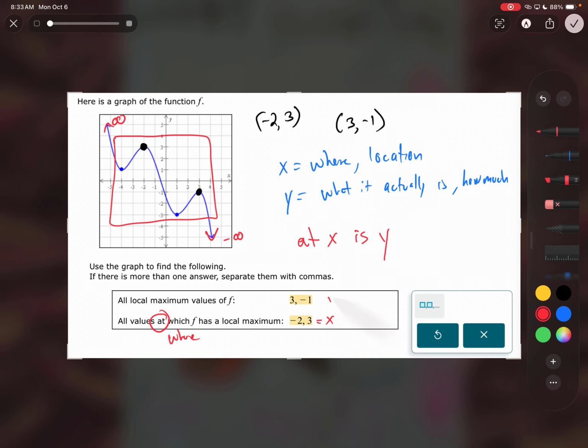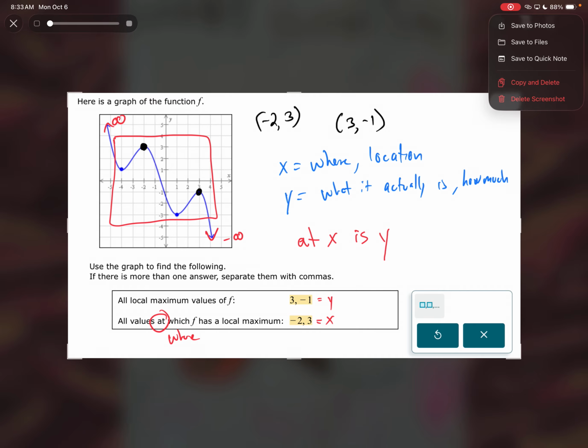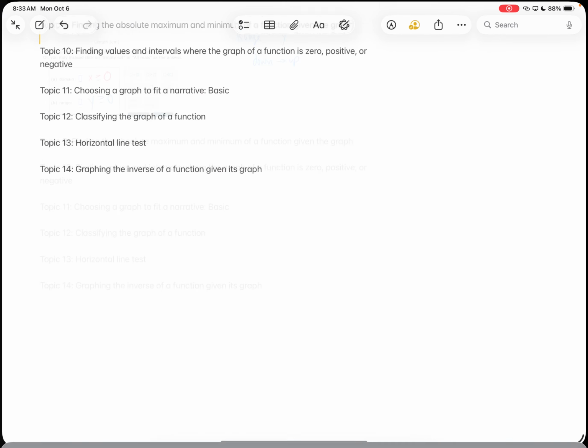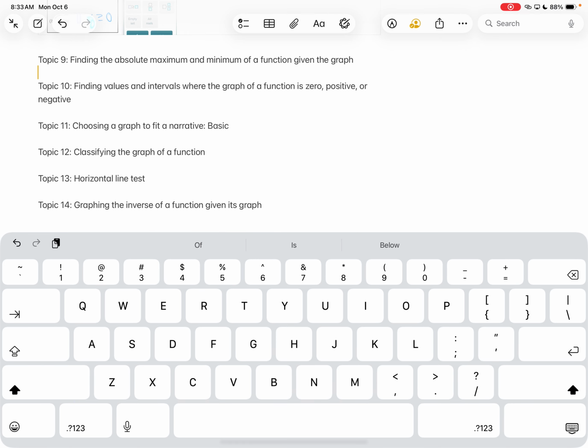My Y values are what they actually are, all local maximum values of F. So these are what the maximum values actually are, 3 and -1. Okay, so that's where they get those numbers. The hard part is trying to figure out where the X and the Y are, but at X tells you where, and then Y tells you what the actual maximum or minimum is. And it confused me there for a second because it does switch those on you.